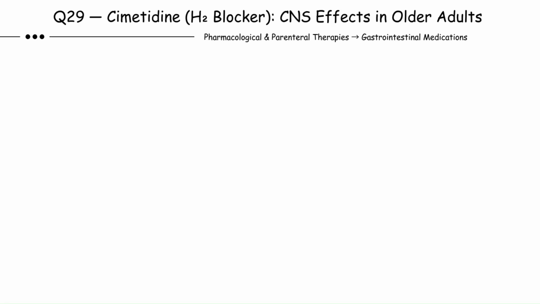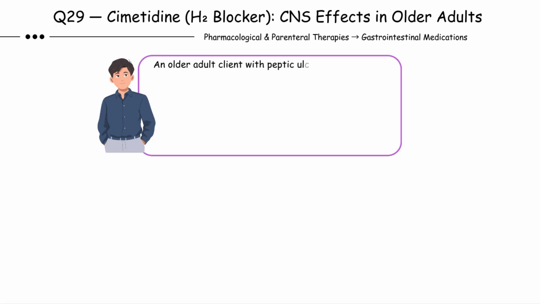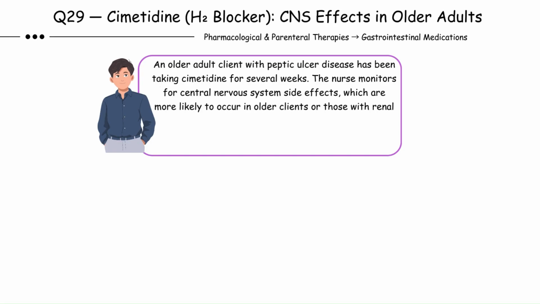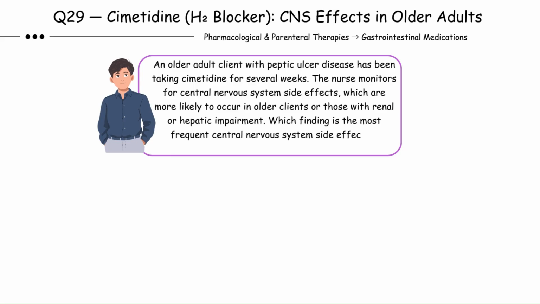Multiple choice. An older adult with peptic ulcer disease has been taking cimetidine for several weeks. Because this medication crosses the blood-brain barrier, older adults are at greater risk for central nervous system effects. Your task is to identify the most common CNS effect you should watch for.